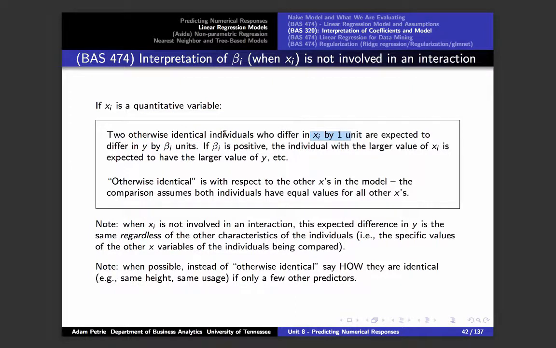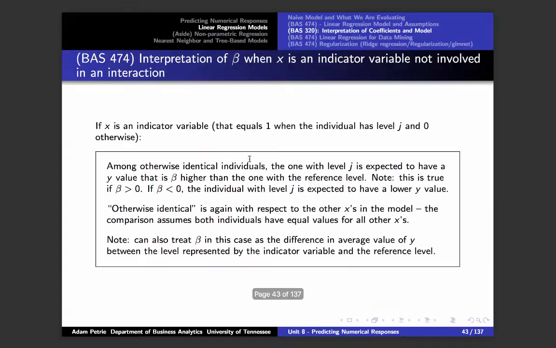Well, that's how we interpret the coefficient. We assume that they are identical except for that one variable. When they differ in that variable by 1 unit, we expect them to differ in Y by the coefficient's units. Go ahead and write this down on your sheet of notes for the final exam because you know you're going to have to interpret a coefficient.